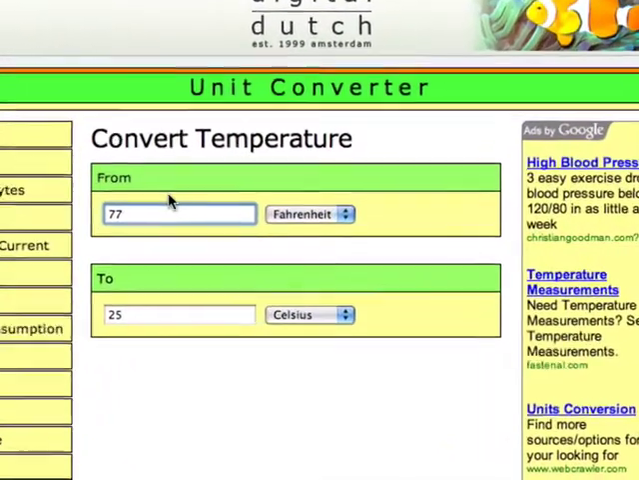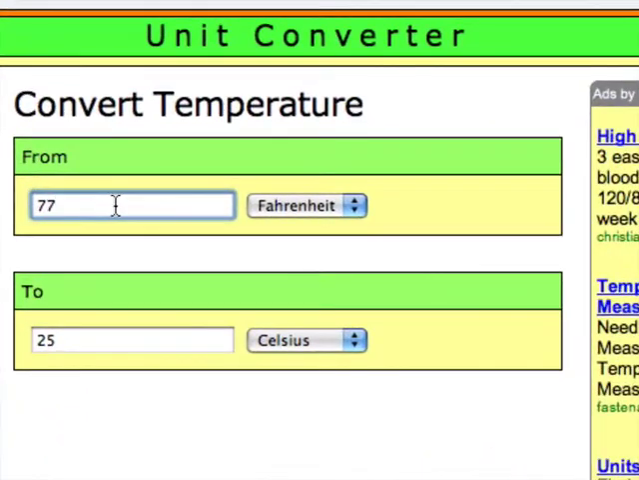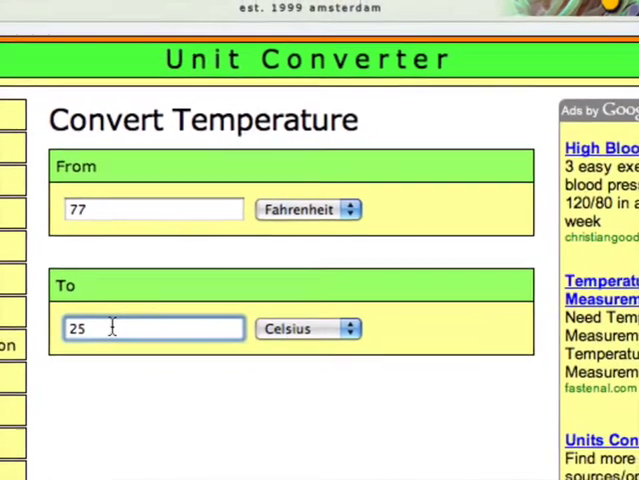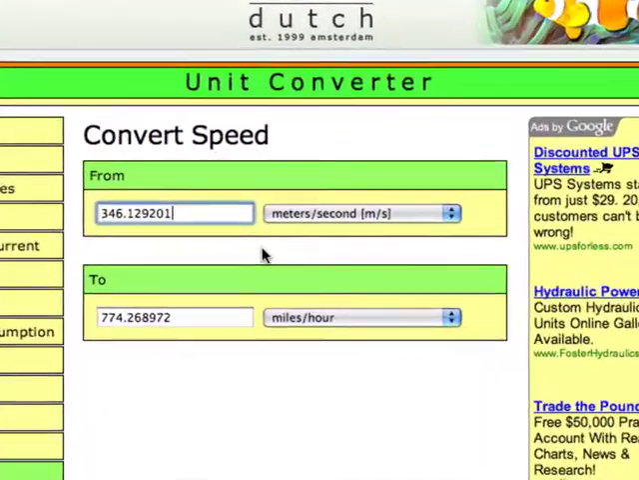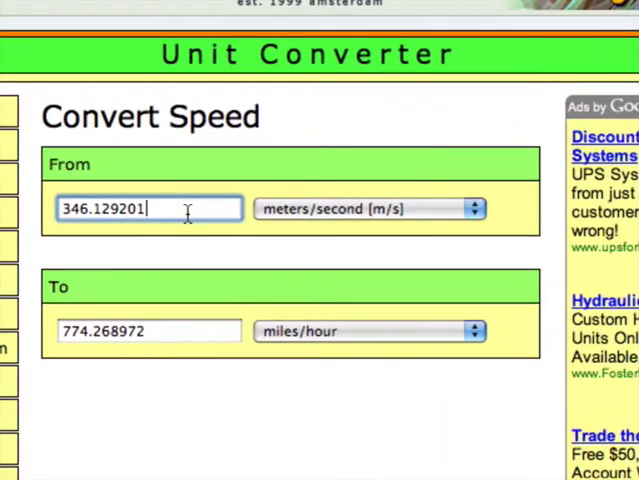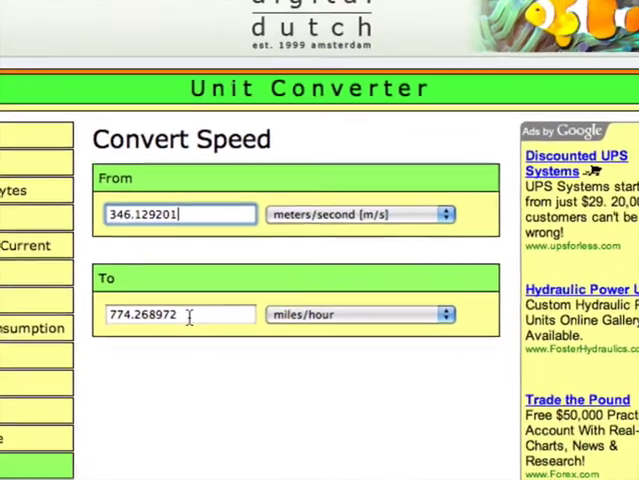And I've done that already. I have assumed this video was recorded at 77 degrees Fahrenheit, which would be 25 degrees Celsius. I've done the calculation, and that works out to 346 meters per second, which is equivalent to roughly 774 miles per hour.